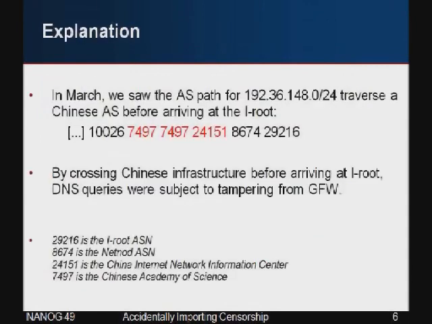So when we looked into this, we found that there was a leaked route for the iRoot out of Beijing, where it was transiting AS 24151, a Chinese AS, and then eventually making it back out of China to, in this case, AS 10026 PACnet, and then on to their customers and peers and the networks that they serve. And so by crossing Chinese networks, these DNS queries were actually getting subject to this tampering behavior that has been studied.